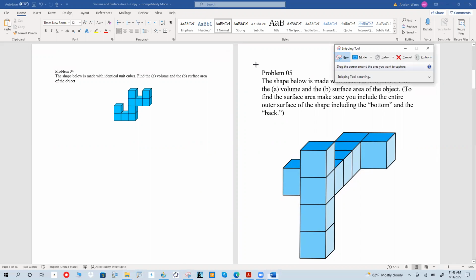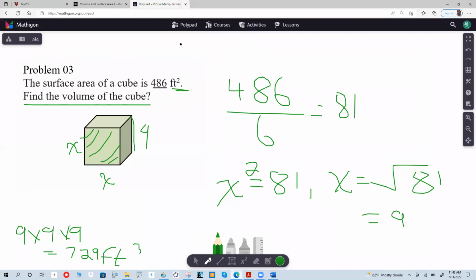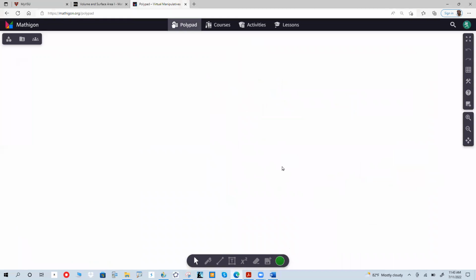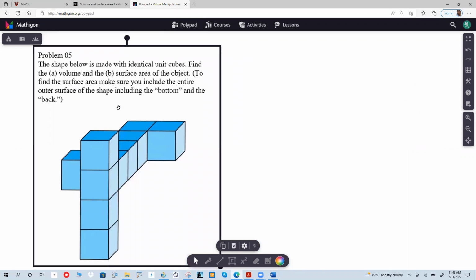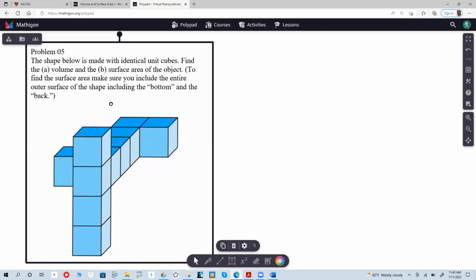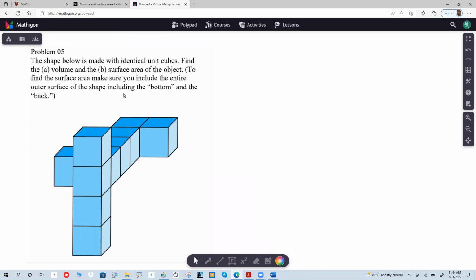So let's see. The shape below, it's a little bit of a review. Doesn't hurt. The shape below is made with identical unit cubes. The good news is these are unit cubes, so you don't have to do a lot of calculation. Each edge is 1. And they want you to find the surface area and the volume. Well, the volume is very easy.